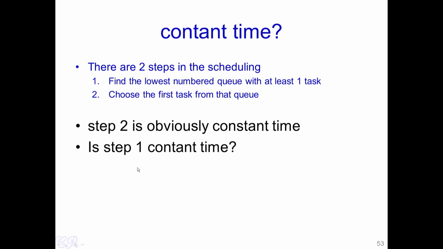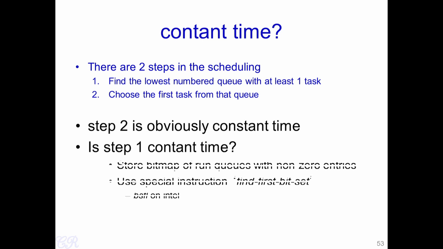Next question is, how is step 1 constant time? Essentially, we know that the scheduler scans through all the priority queues starting from 100 and going up to 139 and chooses the lowest numbered queue which has at least one task. Essentially, it chooses the lowest non-empty queue. So, this does not seem to be constant time. So, how does the scheduler actually implement this so that the time taken to actually find the lowest non-empty queue is independent of the number of processes?